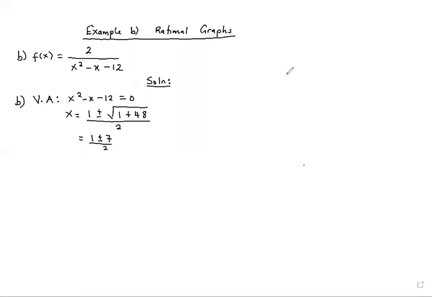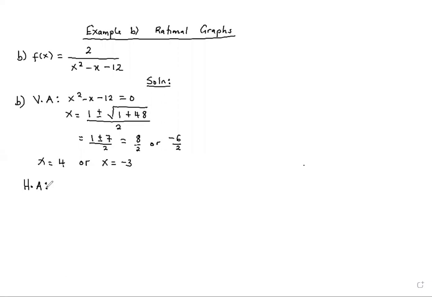Right. So here we have 8 over 2 or negative 6 over 2. So x is equal to 4 or x is equal to negative 3. These are the vertical asymptotes. Now we go for the horizontal asymptote.